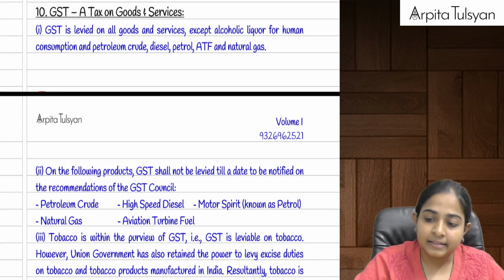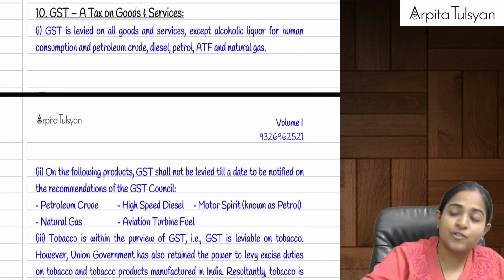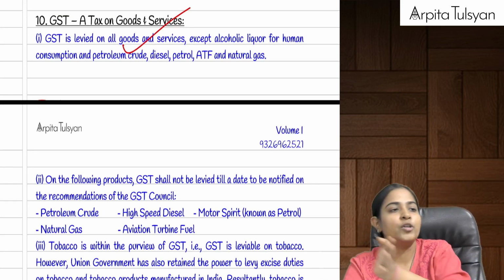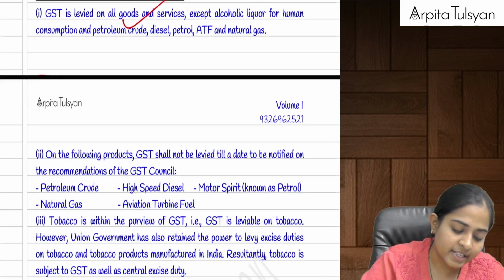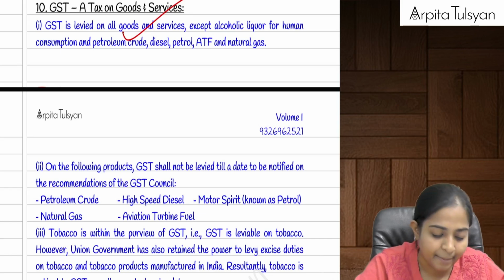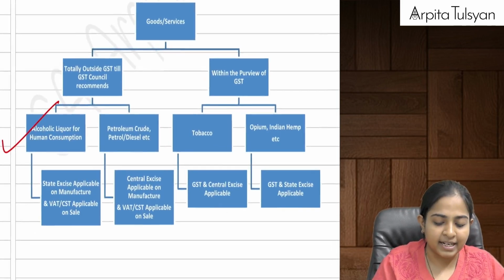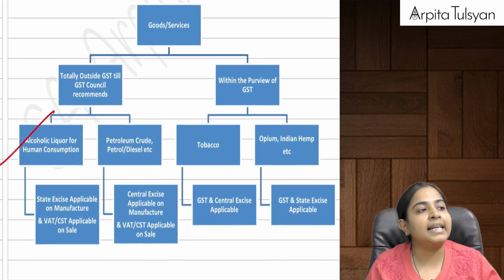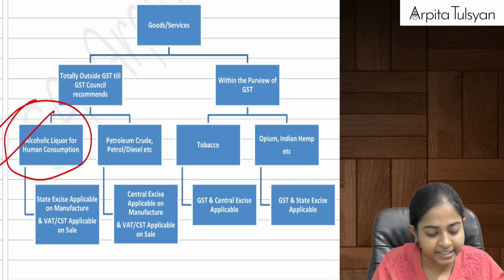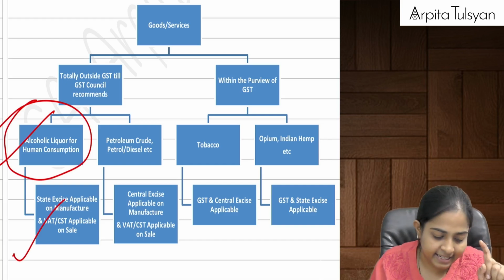And the last one here is GST, which is the tax on both goods as well as services. Earlier we had separate taxes on goods and separate taxes on services. Now this is the tax which is applicable on all goods and services except for alcoholic liquor for human consumption. Can you see this, everyone? Alcoholic liquor for human consumption is kept totally outside the purview of GST, but still state excise and VAT CST are applicable on it.